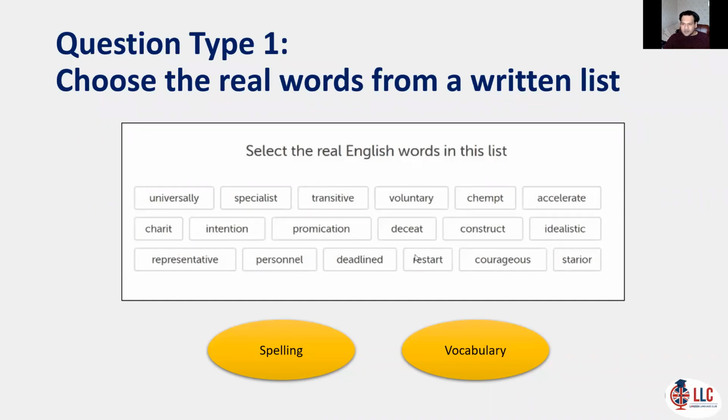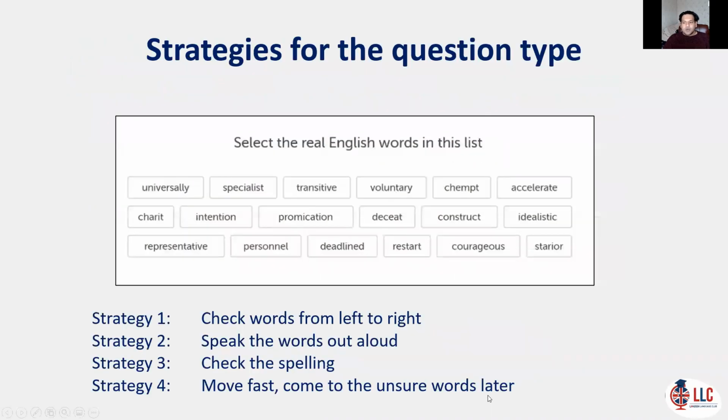Now, once you get this question in the exam, how do you solve this question? So we suggest that you follow four strategies for answering the question. Let me explain each of the strategies. The first one: always go from left to right. This is very, very basic, but it's important to remember.